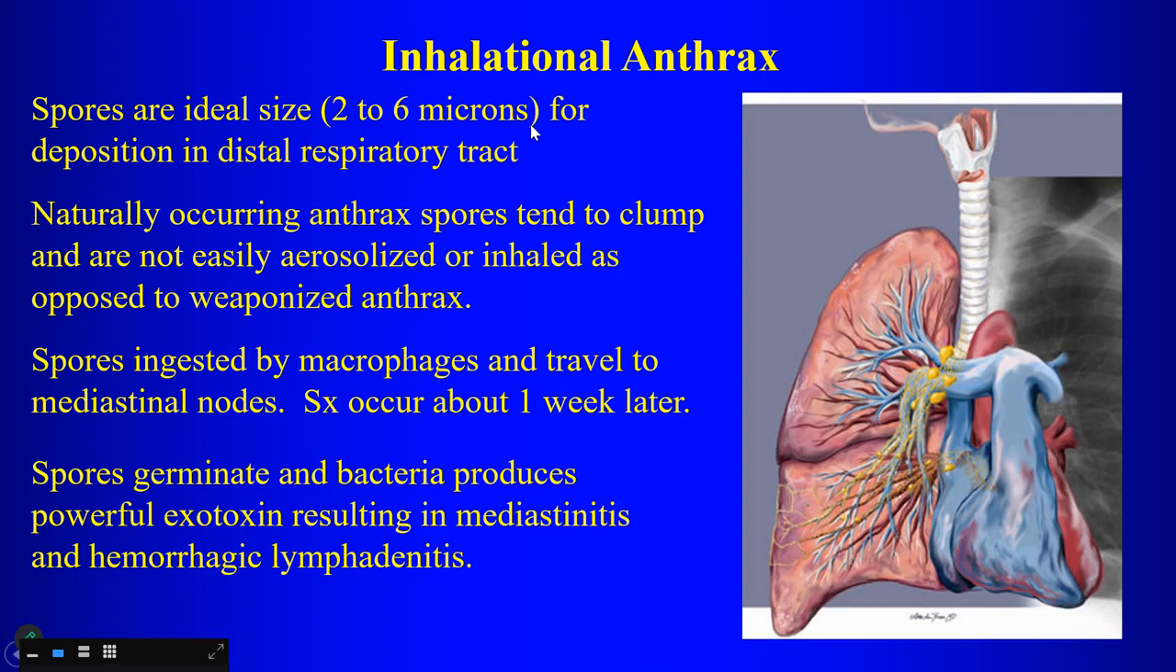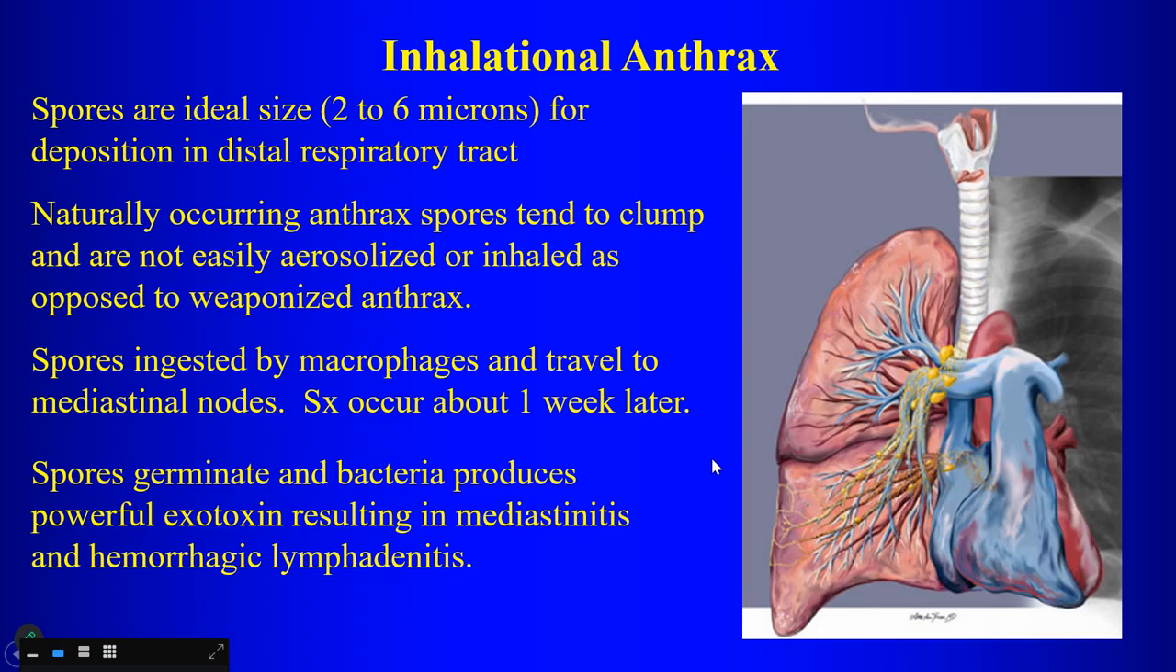But anthrax can also be weaponized. So the spores tend to clump up, but they can be treated so that they're declumped and so very small and then easily inhaled. And so that's so-called weaponized anthrax. And so that's when there's an increased propensity to have pulmonary infection. So these spores are ingested by macrophages, but they still travel to mediastinal nodes, and symptoms can occur about 1 week after exposure.